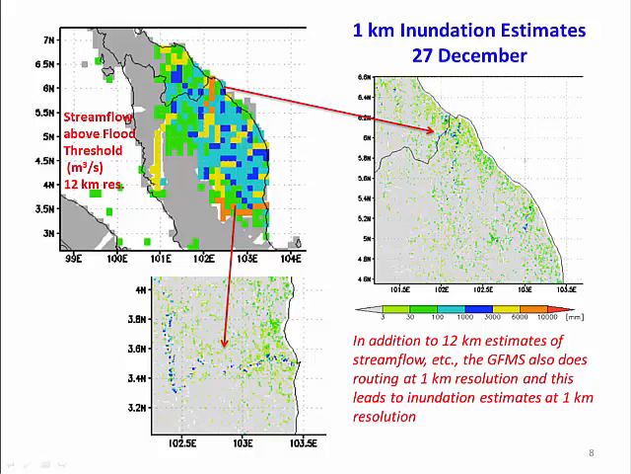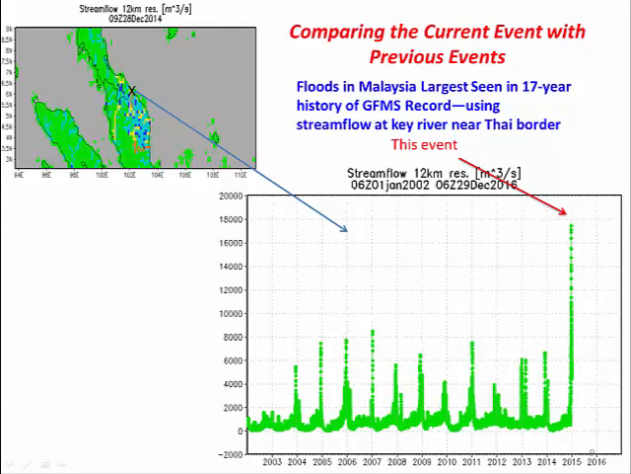All these images I'm showing are typical of what you can see on the website, which we'll get to in a minute. Now this is kind of an interesting one. This is the same case, but we're looking at a stream up here right near the Thai border with Malaysia, and there's a river up here where the flooding was going on. But now, since we have 17 years of the precipitation data, we run the model historically, and we're able to look at how the flood event we were seeing in December 2014 compared to the time history going all the way back to, in this case, 2002.